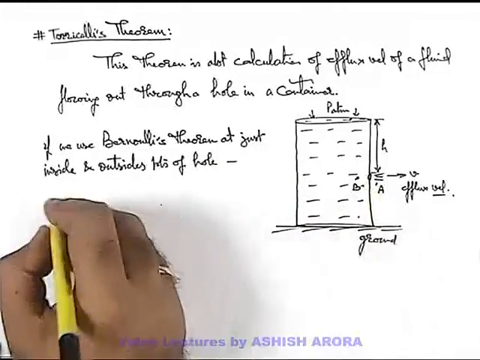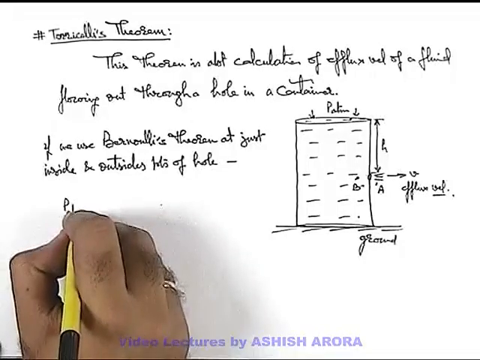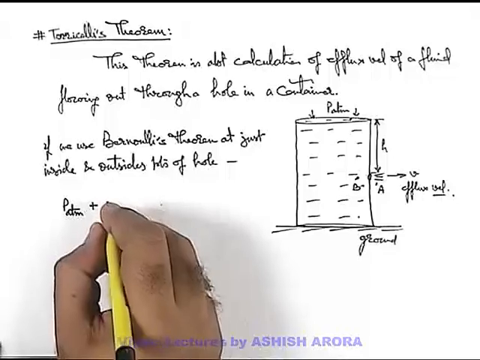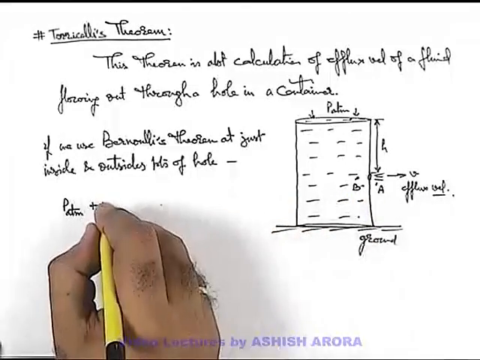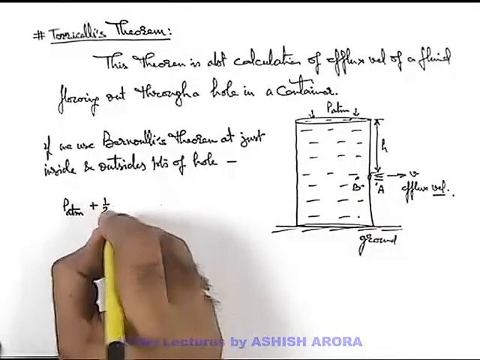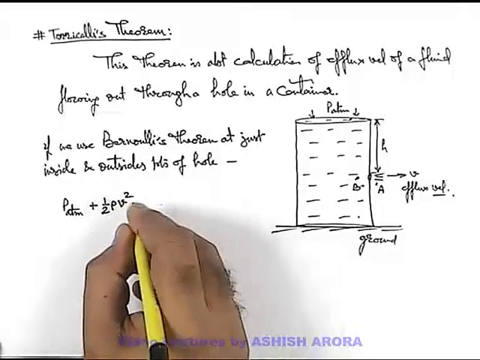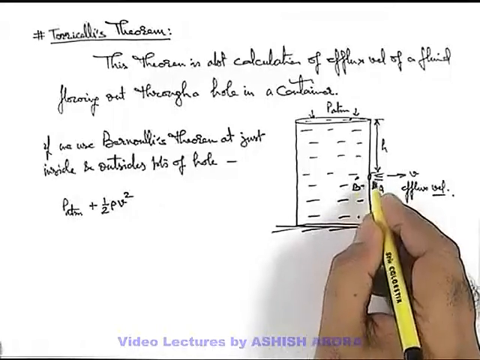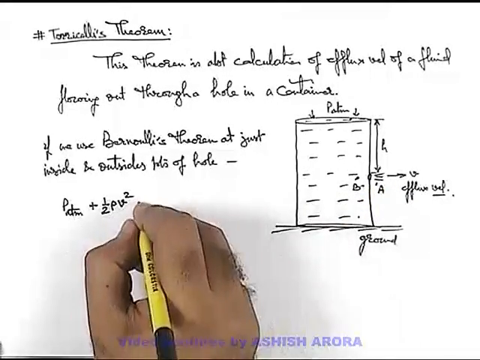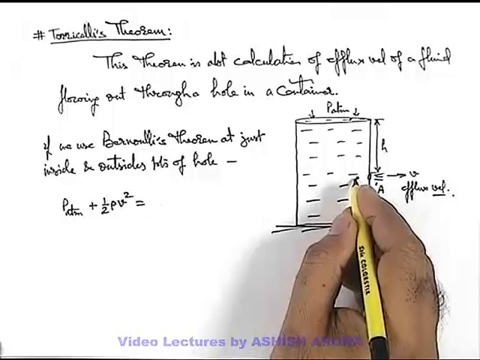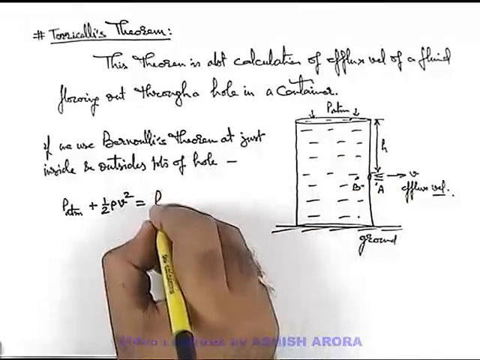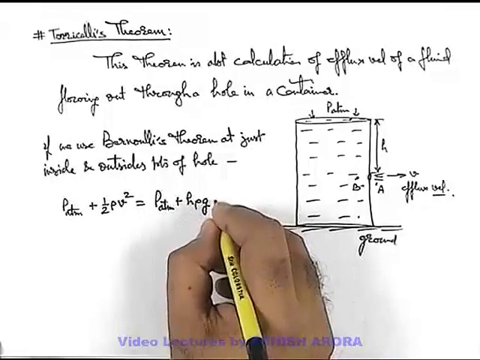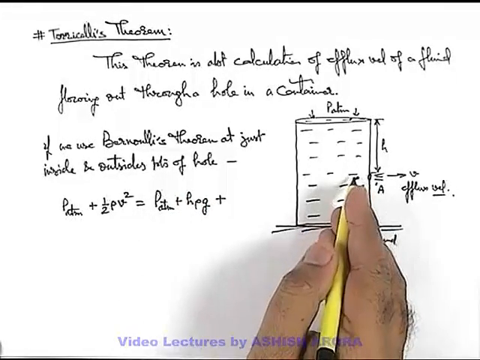Just outside we can take pressure to be P atmospheric, and if the efflux velocity is V, the kinetic energy in the fluid flowing out can be taken as half rho V squared, and we can ignore gravitational potential energy as both of these points are at the same horizontal level. This must be the pressure at point B, which can be taken as P atmospheric plus h rho g, plus the kinetic energy here can be ignored.